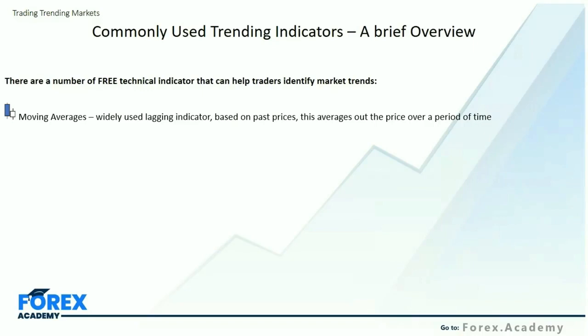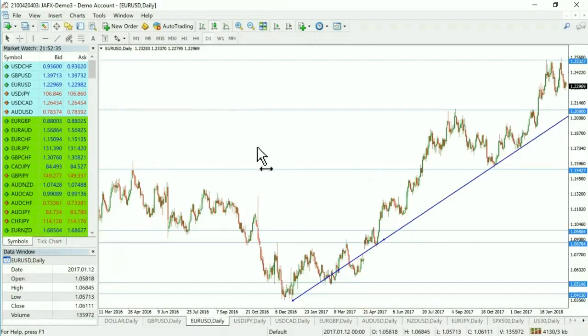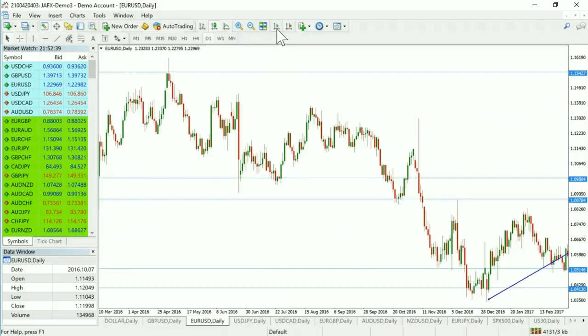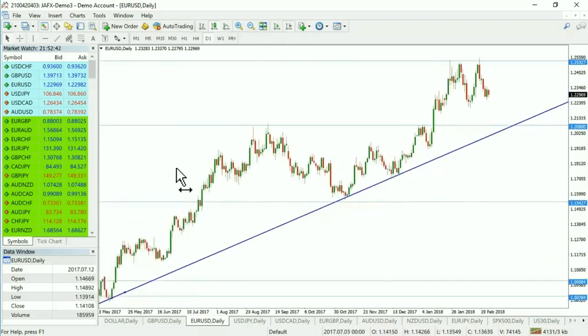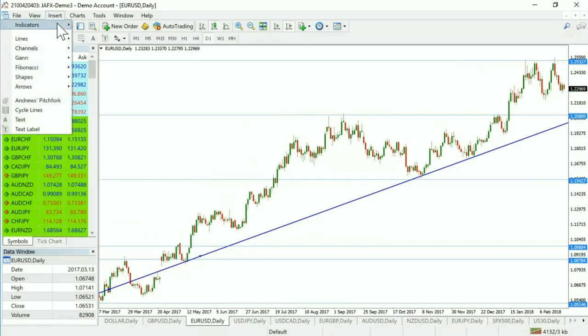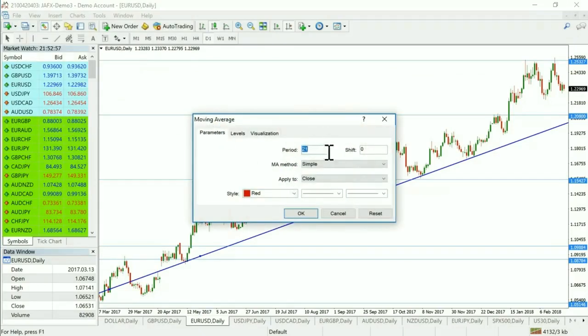So to show you this, let's apply that to a market. Perhaps we'll zoom in on this market here, and we'll apply some of these indicators. On MetaTrader 4, you can go up to indicators and scroll down to trend, because we are looking at trends. As you can see, there are quite a few of them in there. It's interesting to know the type of periods that you'd be applying.